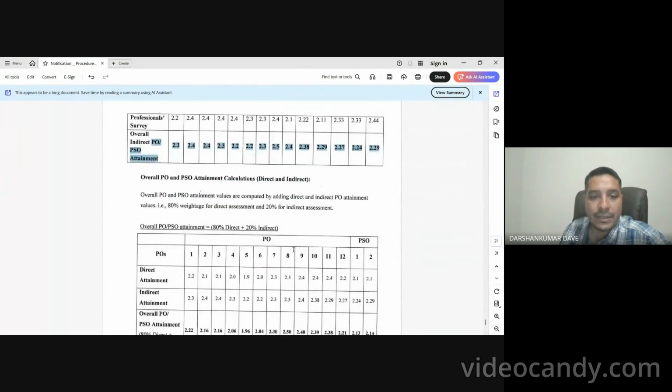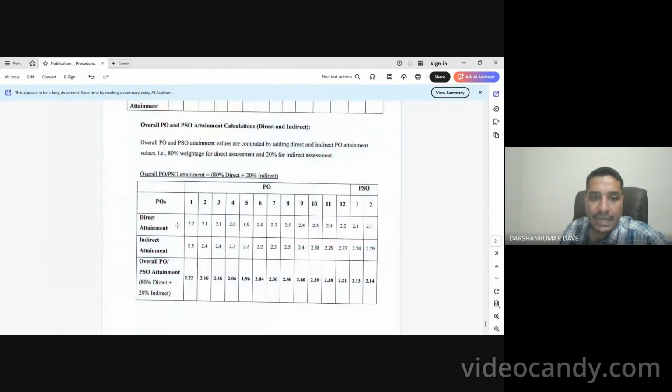Once that is taken, you write it in the table: direct attainment, indirect attainment. You give the percentage-wise entry. So 2.2 into 0.8, that is 80%, plus 2.3 into 0.2, and that summation is 2.22. That is your overall attainment of PO1.